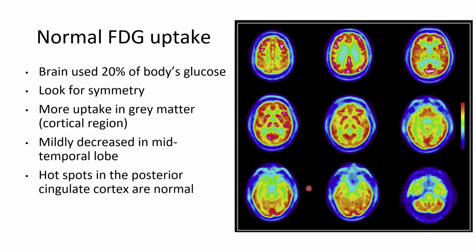It's really important that you have their head straight when you're looking for symmetry. Otherwise, you're looking at two different areas of the brain and trying to make them symmetric. And so it's very important for symmetry that the patient is positioned properly. And then it's also normal to see some hot spots in the posterior cingulate cortex.